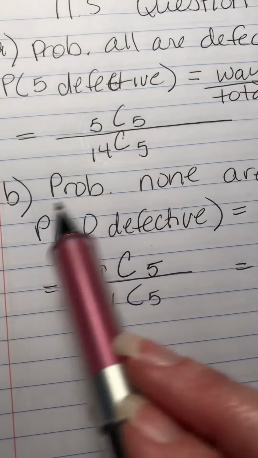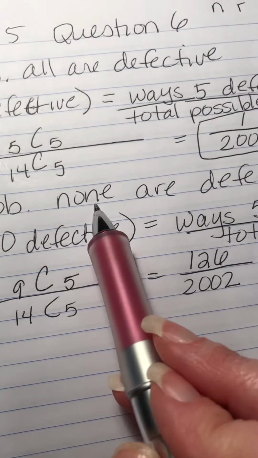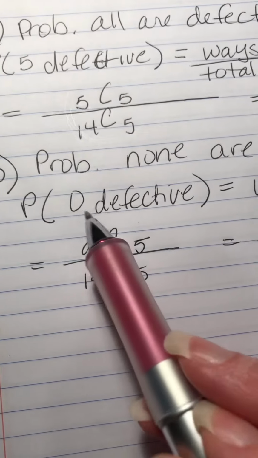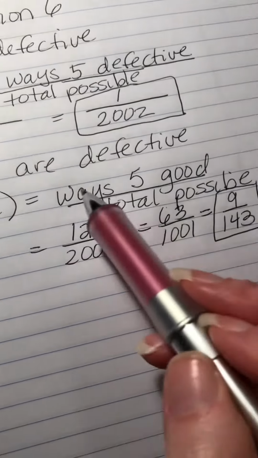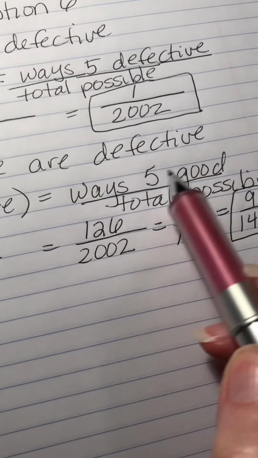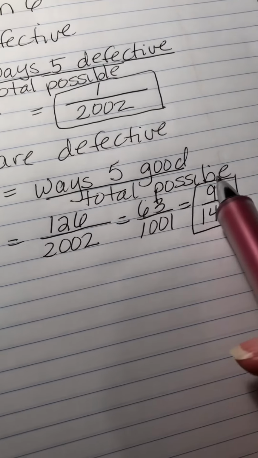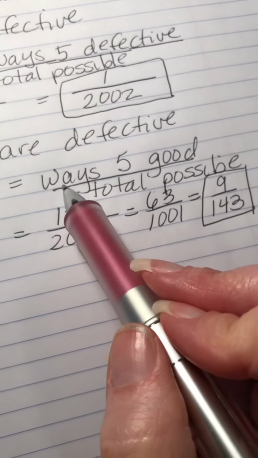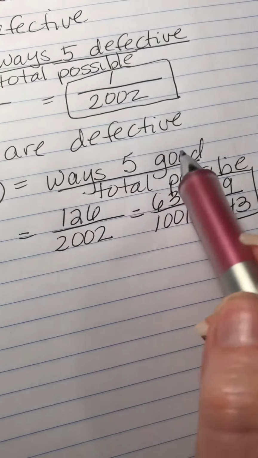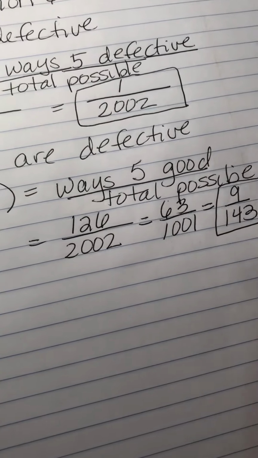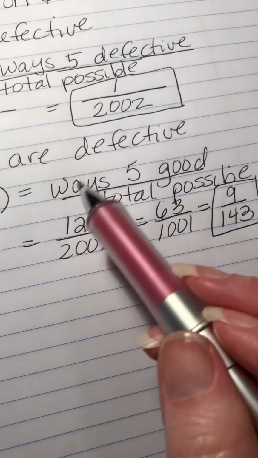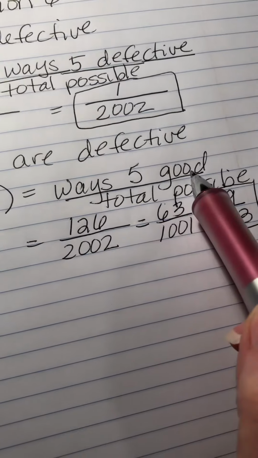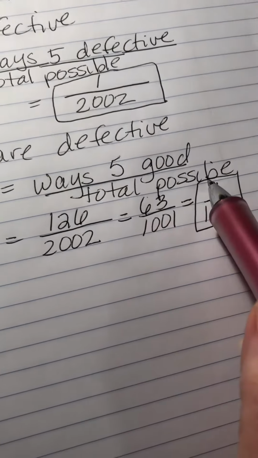In part B, we're calculating the probability that none of them are defective. So that's the probability of selecting 0 defective transistors. Again, probability is always the ways to have the event occur over the total possible. So here we're asking, what are the ways that all 5 are good? The same question might be phrased as 0 are bad, but mathematically that doesn't make the formula work. So we want to have 5 good transistors over the total possible.